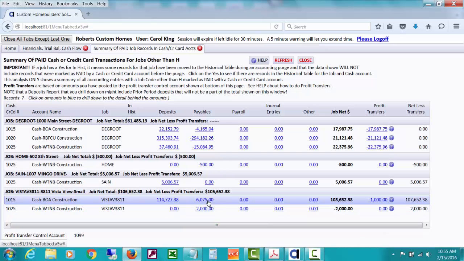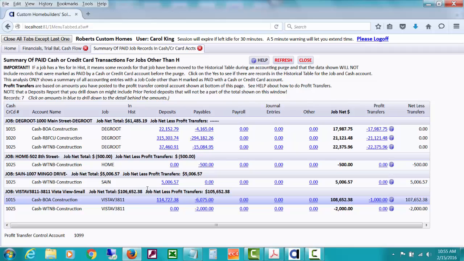So we can see that this job has $106,652.38, which is the deposits less the checks. You can see the job net here less the checks, $106,652.38. We've actually moved $1,000 in our profit transfer demonstration, so really we only have $107,652.38, or $107,000 in this account that's been contributed. So this shows overall what this job has contributed straight out cash wise so far to you.